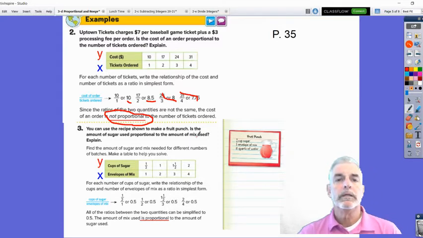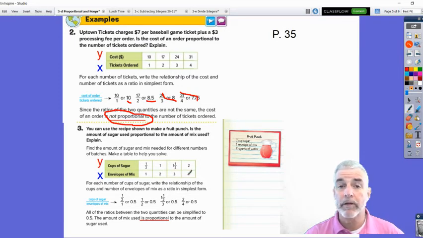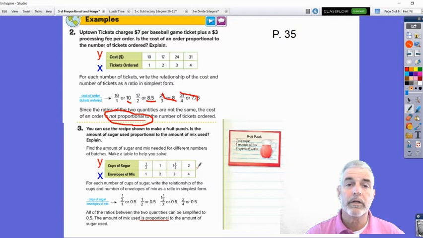Here's another one. Making a fruit punch. You use a half a cup of sugar for every envelope of punch mix. So if you use 2 envelopes of punch mix, then you need 2 half cups of sugar, which is 1 cup. You keep adding a half a cup of sugar as you add an envelope of mix, and you get a table that looks like this.